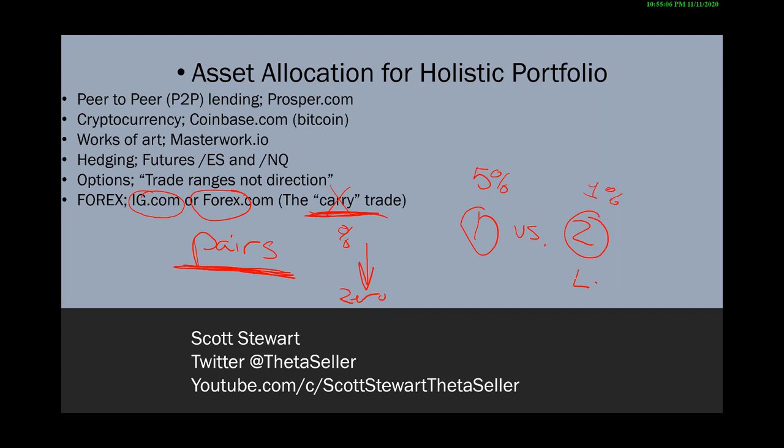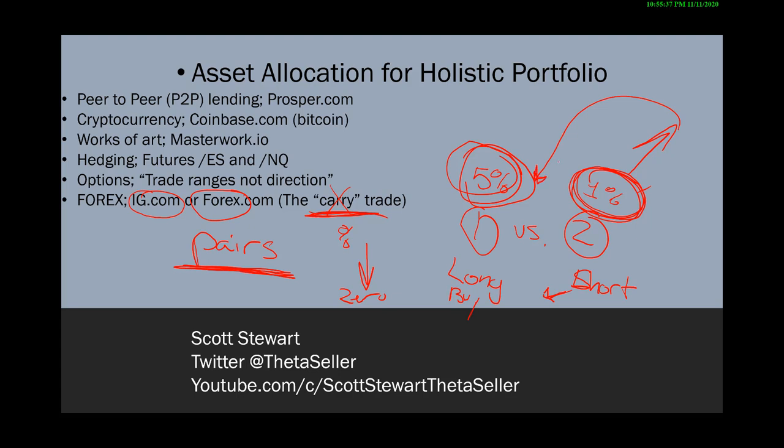Excuse me, we would go short. We would short the low paying currency. So we would sell a bunch of the low interest rate currency, and we would use the money that we got from that short sale to go long or buy the high paying currency. So basically, we're selling this currency to somebody else at 1%. We're on the hook for that 1%. We're taking that money, we're reinvesting it into another currency that pays 5%.